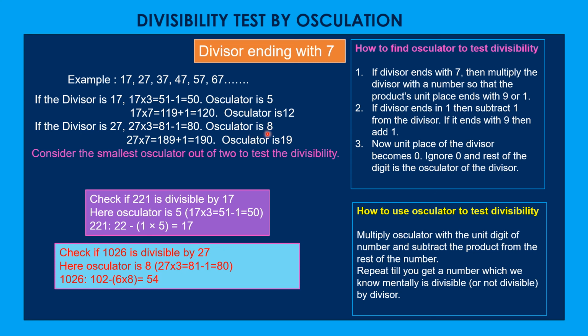So again you multiply your oscillator 8 with the unit digit 6. 8 times 6 is 48, and then you subtract the product from the rest of the digits and you get 54. 54 is divisible by 27, and hence your number 1026 is divisible by 27.